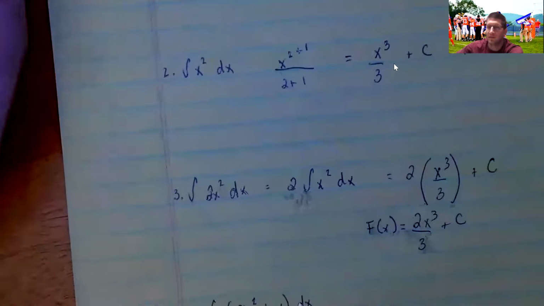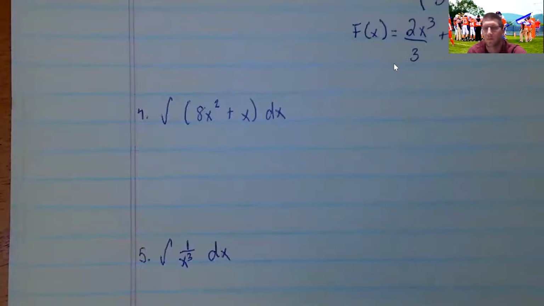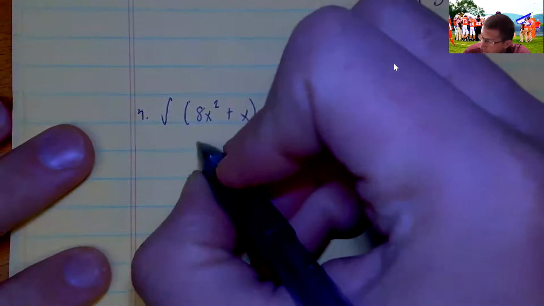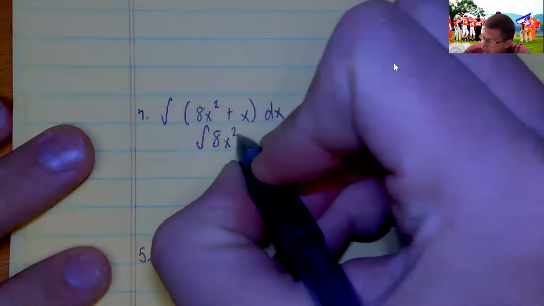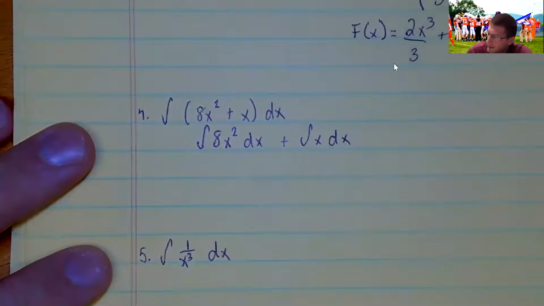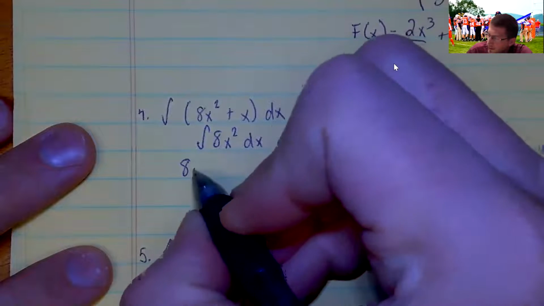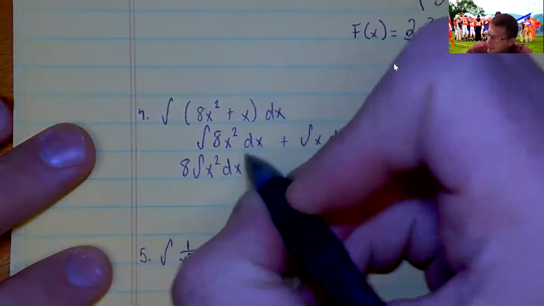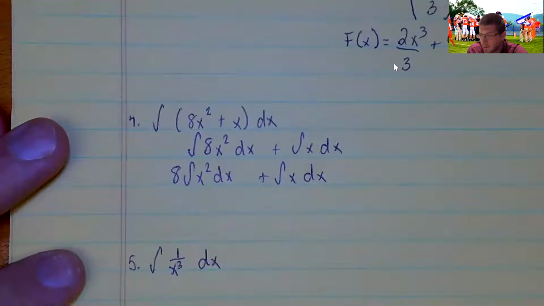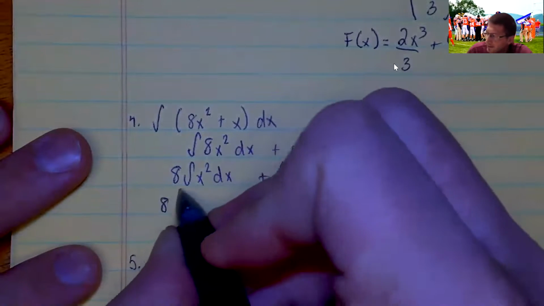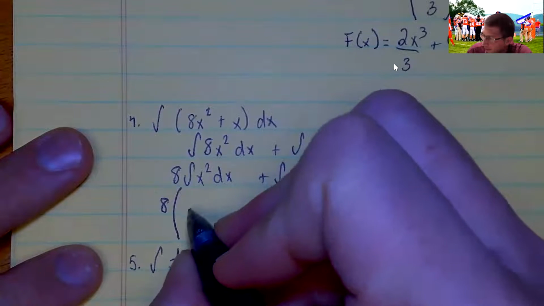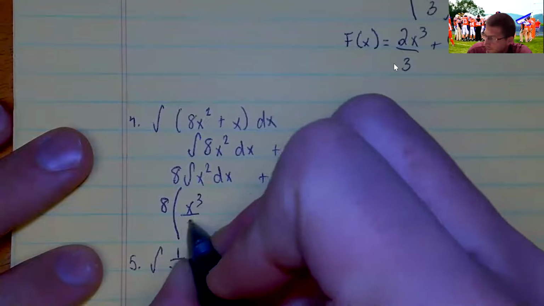All right, and then we come down here to number 4. Number 4, I have 2 pieces to this function. It's 8x squared plus x. So my one rule says that I can separate it out. 8x squared dx plus x dx. And then same thing I did in that last problem, I can pull this 8 out. So it's just x squared dx and x dx. Well, once again, x squared we already found, right? So that's 8 times the integral of x squared, which we did in the last 2 problems. That was x to the third over 3.